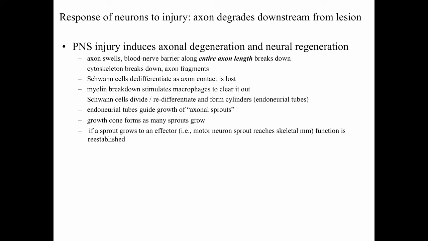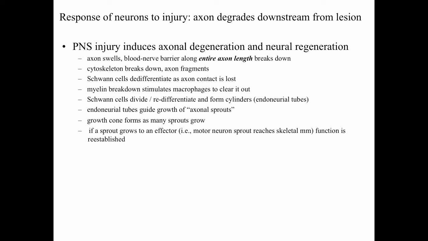This is very critical. The blood-nerve barrier along the entire length of an axon breaks down if a peripheral nerve is injured. As the peripheral nerve is injured, the axon swells, the cytoskeleton breaks down, the axon fragments, the Schwann cells will de-differentiate as they lose their axonal contact. As the Schwann cells de-differentiate, the myelin will be broken down, and that will stimulate macrophages to clear it out. And of course, because the blood-nerve barrier breaks down, more monocytes and macrophages can get into the area of injury and phagocytize out the degrading myelin.